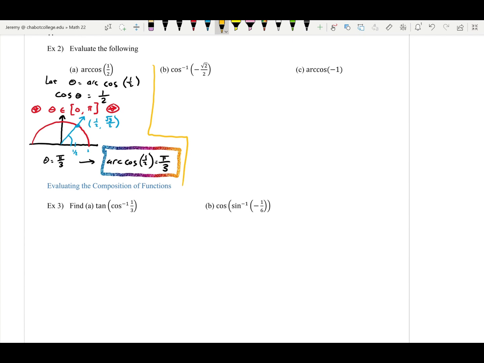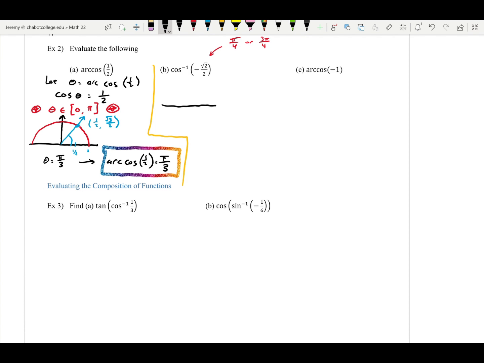Cosine inverse of negative root 2 over 2. So whenever I see root 2 over 2, I'm kind of already thinking like, okay, this is, I think, either pi over 4 or maybe the other one, which would be in the top half of the unit circle, would be 3 pi over 4. Right, so just whenever I see root 2 over 2 or negative root 2 over 2, I know it's going to be one of those. Let's see which it is.